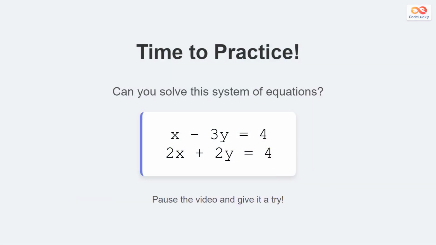Now it is your turn to try. Here is a new system of equations. x minus 3y equals 4 and 2x plus 2y equals 4. Take a moment to pause the video here, work through the steps we just covered, and see if you can find the solution.